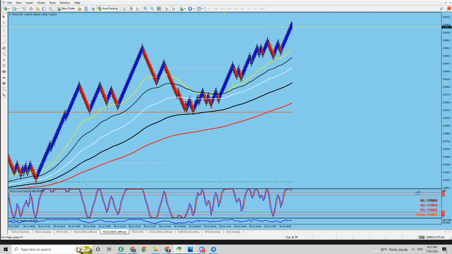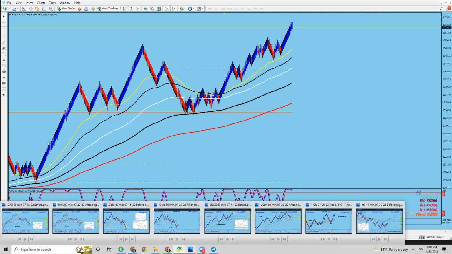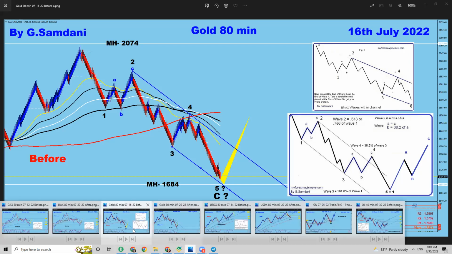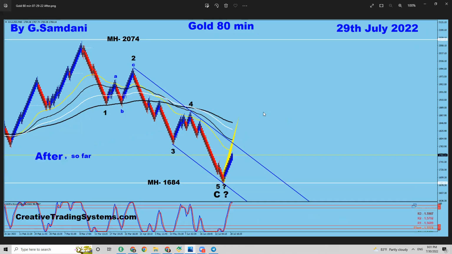All right, so this is DAX, and similarly, yesterday I made a video about gold, and this was the chart, gold 80-minute. This was the prediction here on the 16th of July. I made this chart, saying it is going to drop and go up, and it also did very nicely, went to the upside. See that, right?